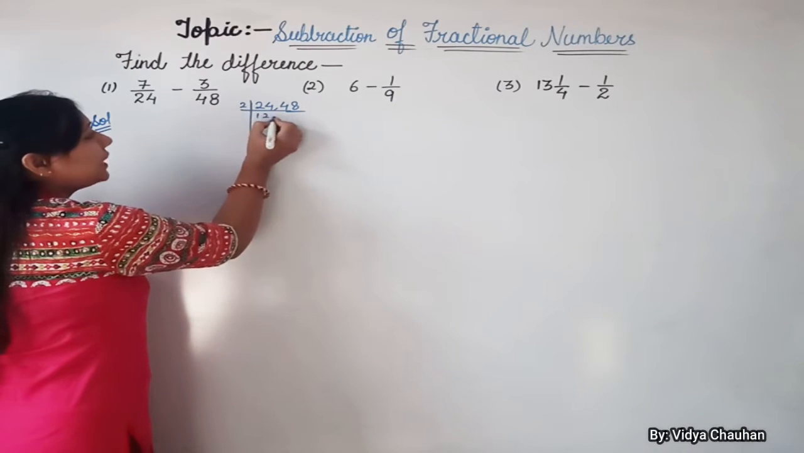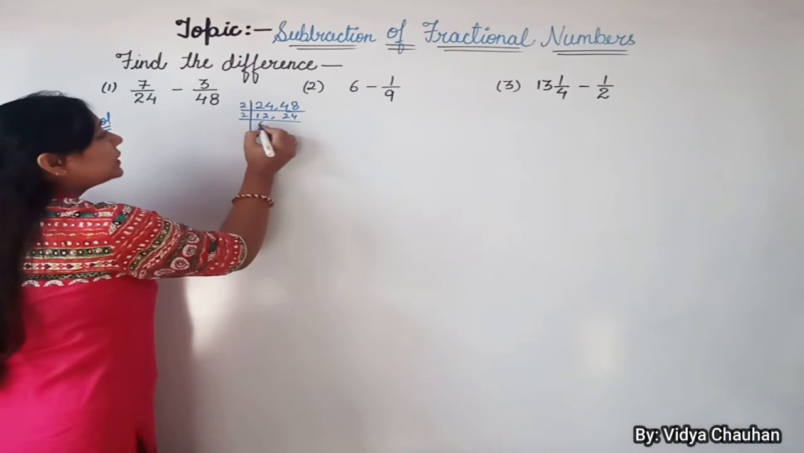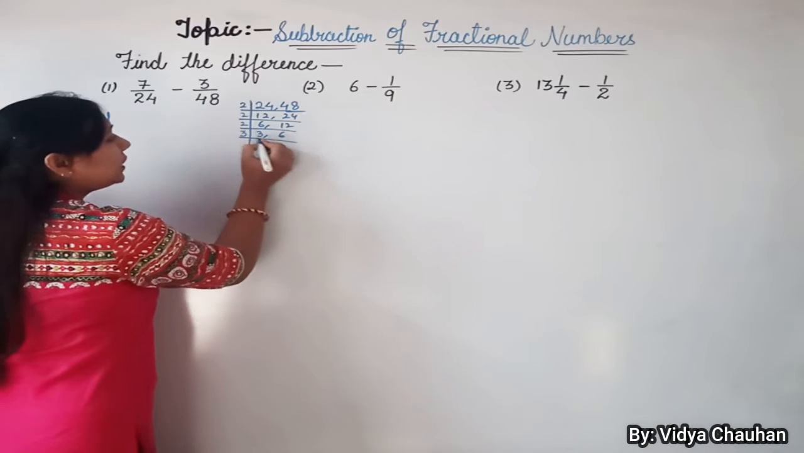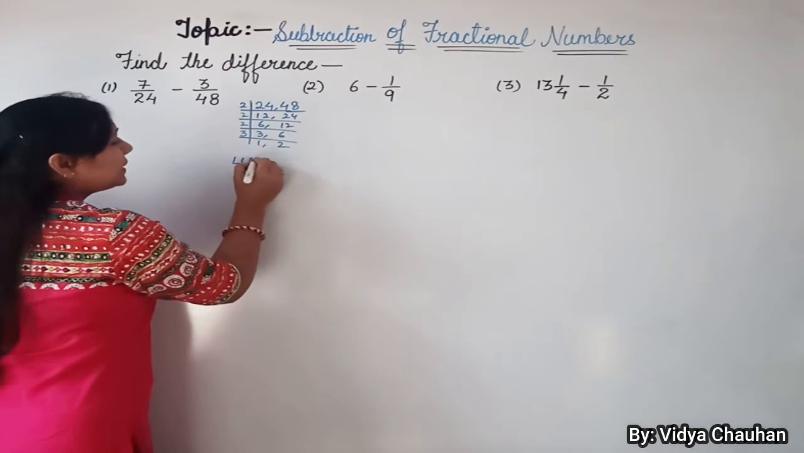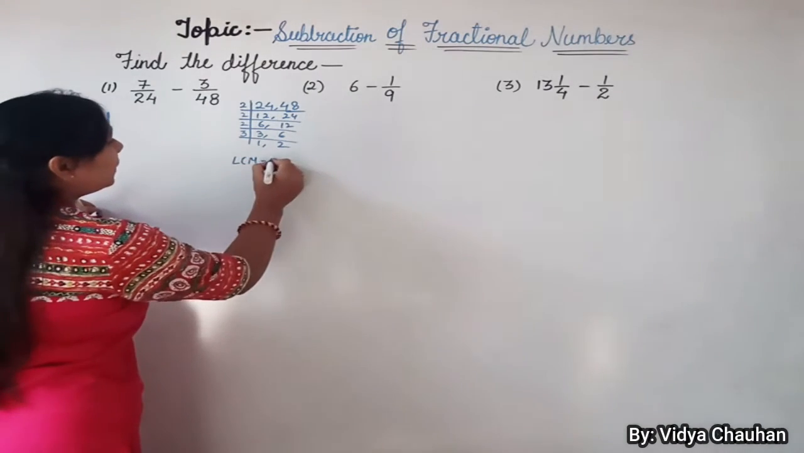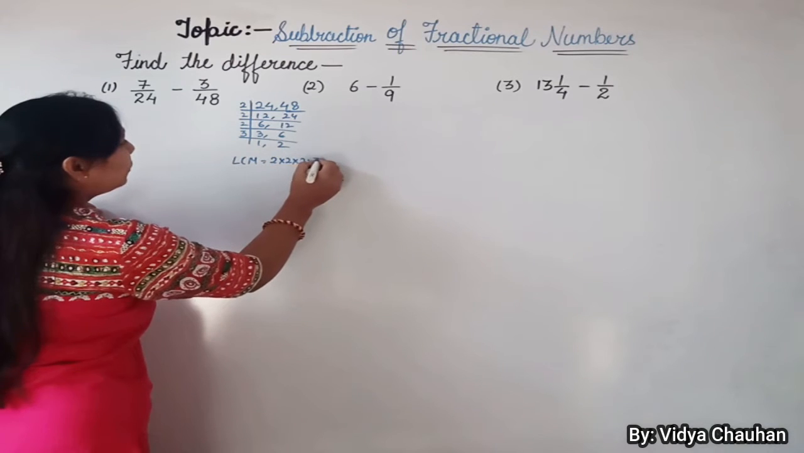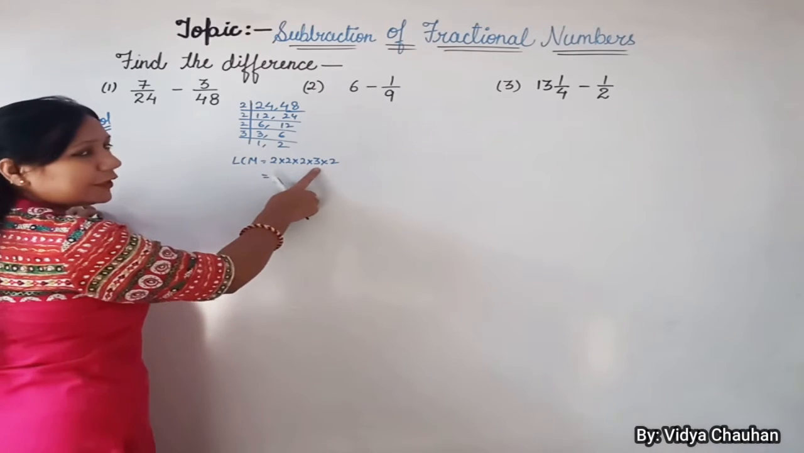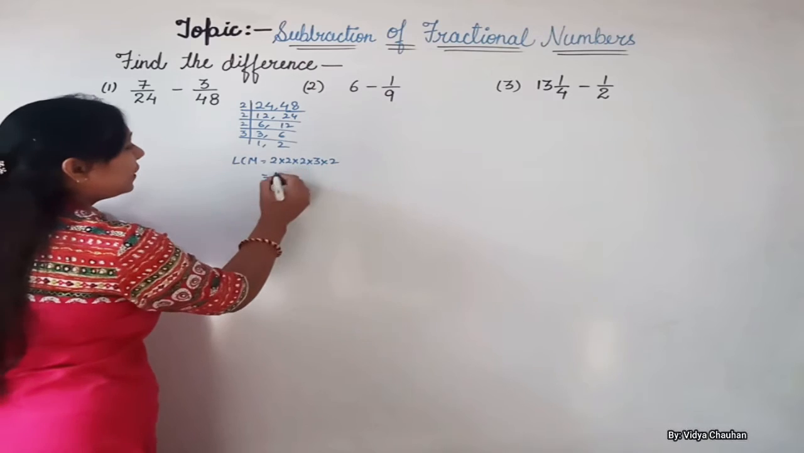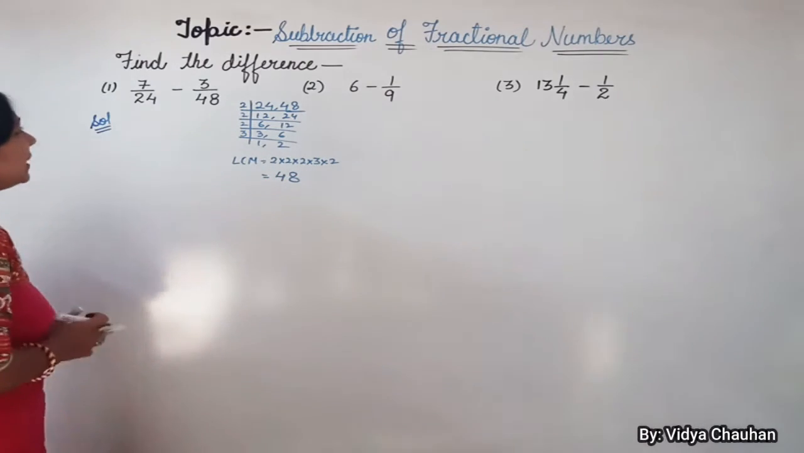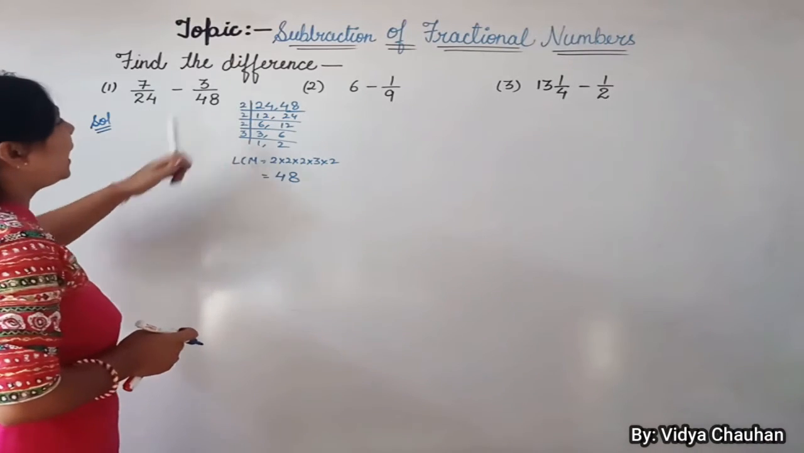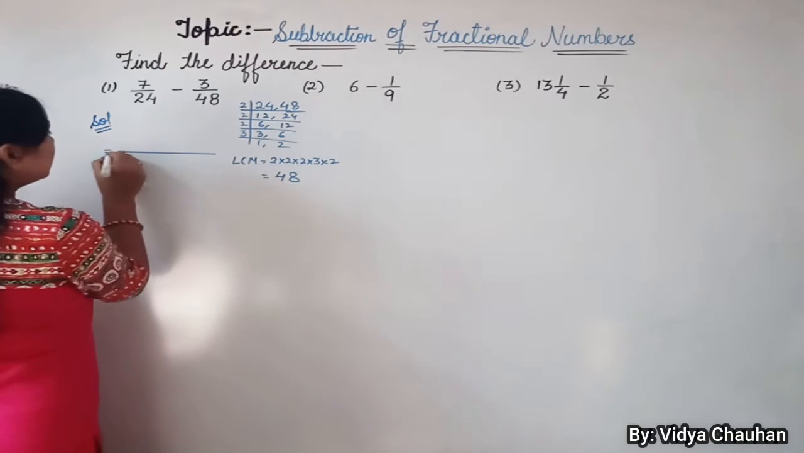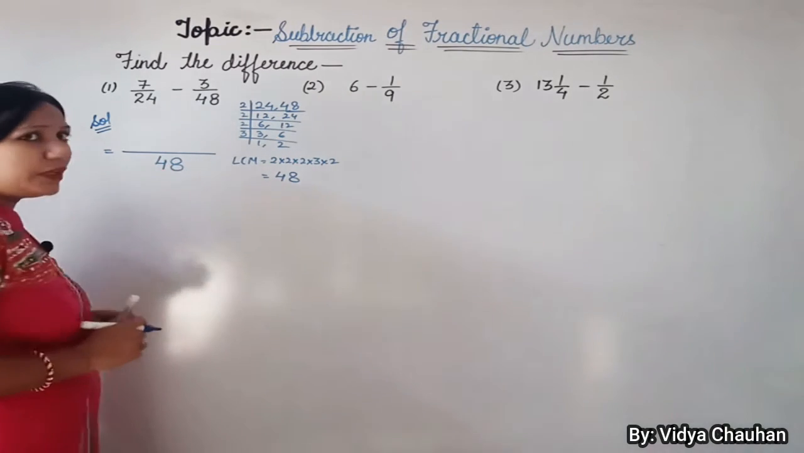Dividing by 2: 12, 24. Again by 2: 6, 12. Again by 2: 3, 6. Now 3 ones are 3, 2 twos are 2. So the LCM here for 24 and 48 will be 2 multiplied by 2 multiplied by 2 multiplied by 3 multiplied by 2. 2 twos are 4, 4 twos are 8, 8 threes are 24, 24 twos are 48. That means the LCM of 24 and 48 is 48. So in the next step, we will write 48 in the denominator.